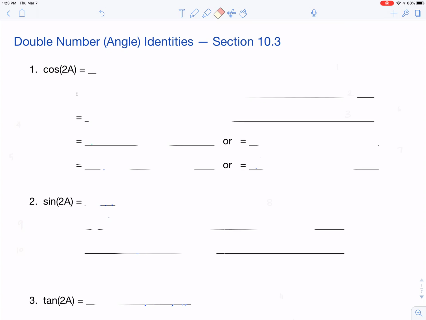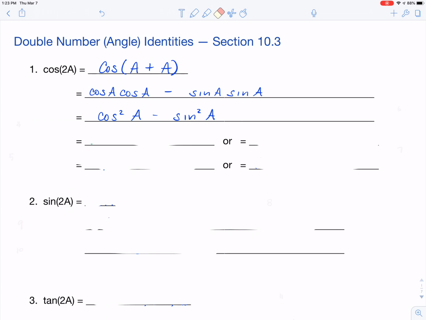One of the things that we looked at in a previous section is that we can change 2 times A into A plus A. And once we have this, we can use our sum identity for cosine. Remember, that identity is cos cos minus sine sine. And so we just plug that into our equation there, and once we have that, then we can simplify that a little further to be able to say cosine squared minus sine squared. Now, this is a good double angle identity right here. This is a good one to know.